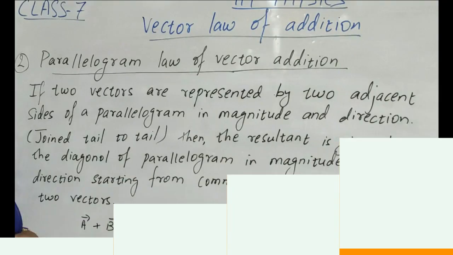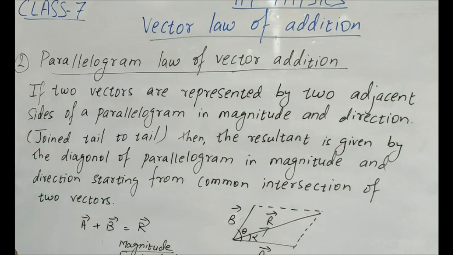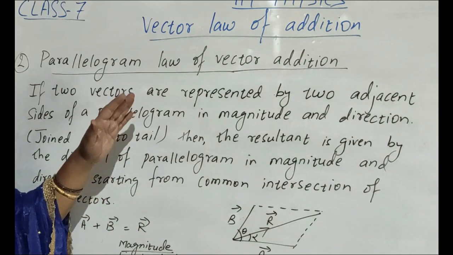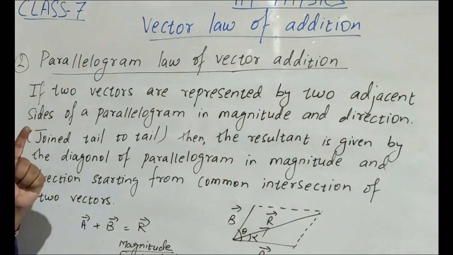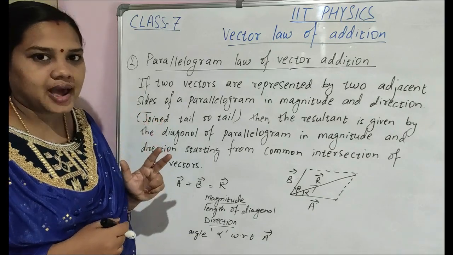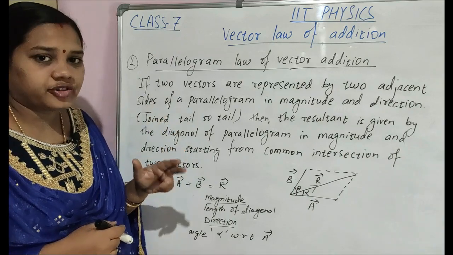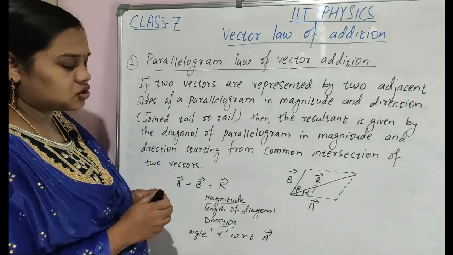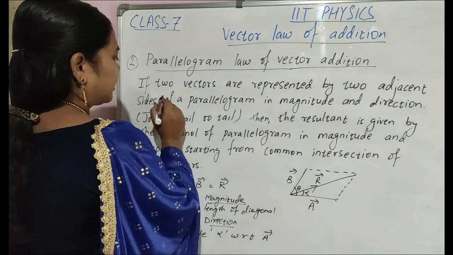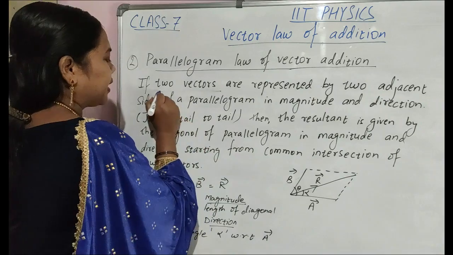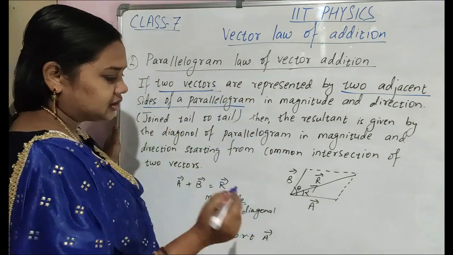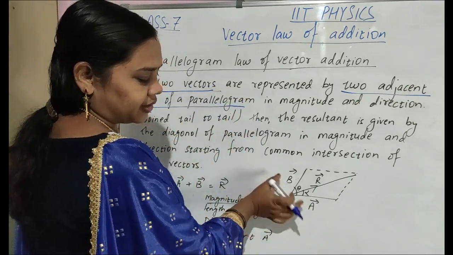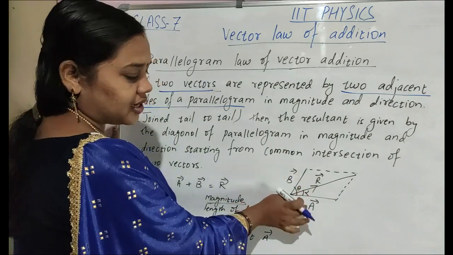So, children, the definition of the parallelogram law of vector addition: if two vectors are represented by two adjacent sides of a parallelogram. In the triangular law, the two vectors to be added act as two sides of a triangle. Just like that, here also the two vectors are two adjacent sides of a parallelogram. What are the two vectors? A vector and B vector. Both are two adjacent sides of the parallelogram.